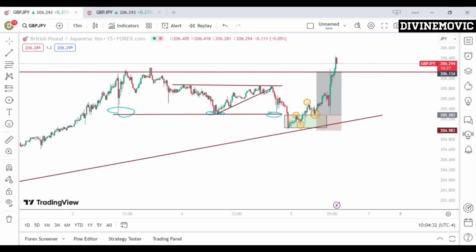Now, I analyzed this trade with my students this morning, and we were able to make this profit during the NFP news. And this is how much I made from this trade.